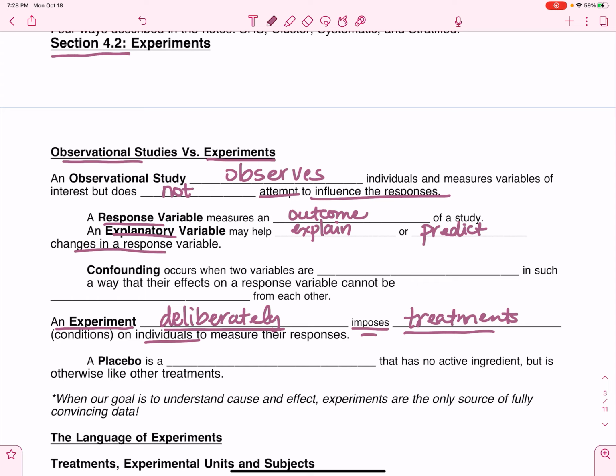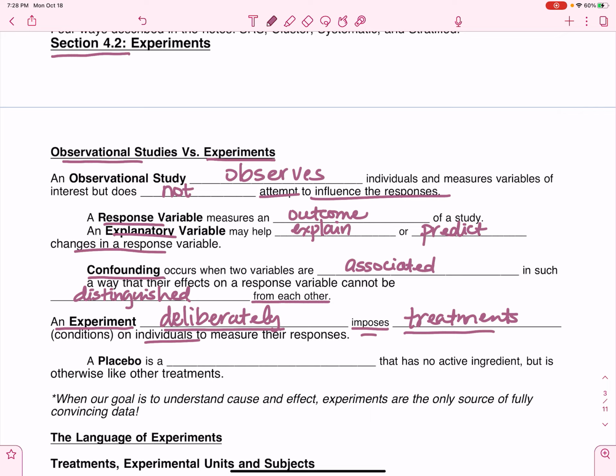So another word that comes up as we're talking about experiments and observational studies is this idea of confounding. This occurs when we have two variables that are associated in such a way that their effects on a response variable cannot be distinguished from each other. Sorry, I should have finished that sentence.